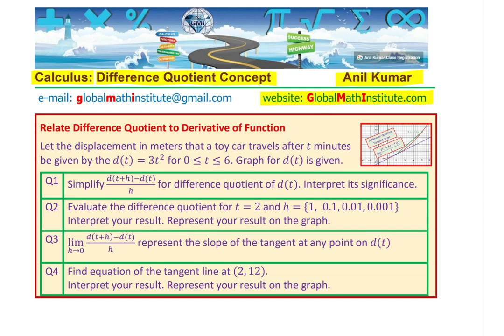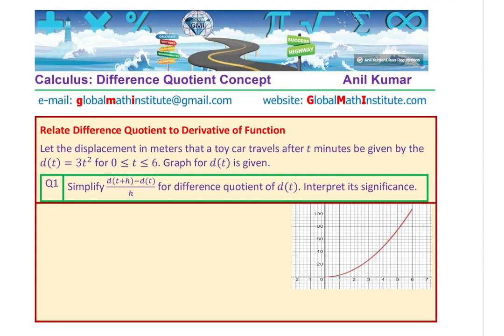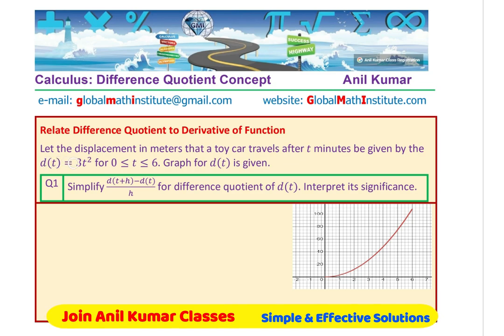So now let us begin with answering these questions and understanding the concept. Question number 1. Let the displacement in meters that a toy car travels after t minutes be given by d of t equals 3t squared for t between 0 and 6. The graph of d of t is given to you, right? So this is for the function d of t, which is equal to 3t squared.